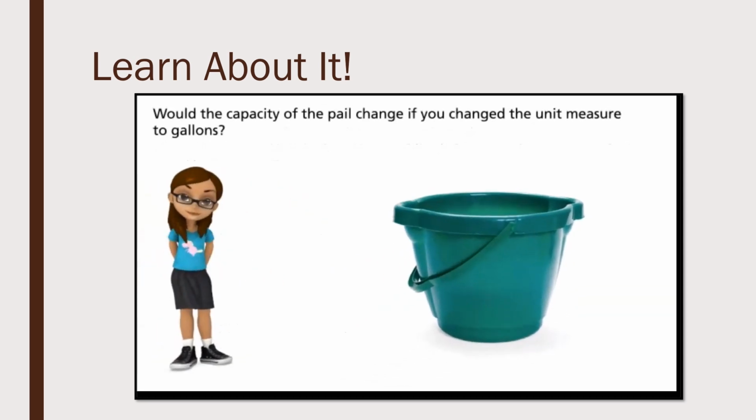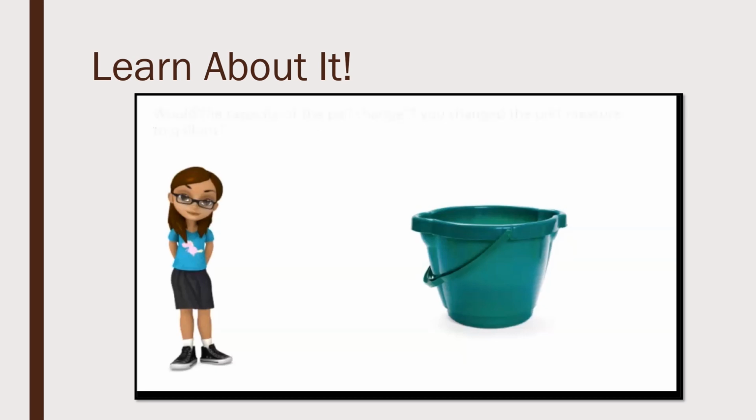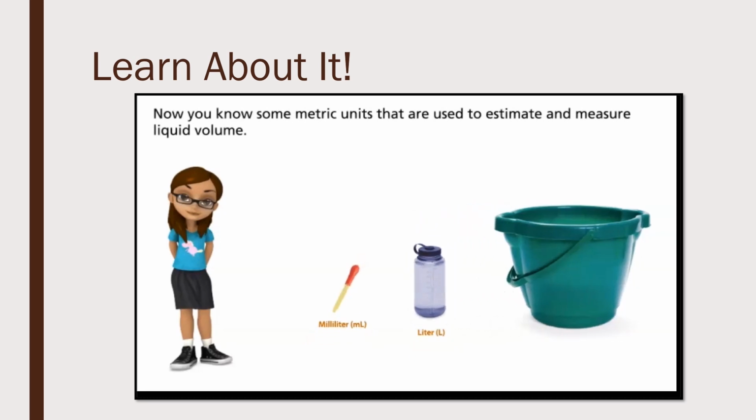Would the capacity of the pail change if you changed the unit measure to gallons? Let's think about this. Would the amount of water that the pail can hold change, or just the way we label it? What do you think? No, the capacity would stay the same, even though the unit for the capacity would change. The pail would still hold the same amount of liquid. Now you know some metric units that are used to estimate and measure liquid volume.